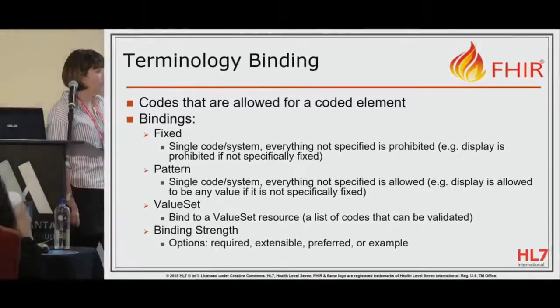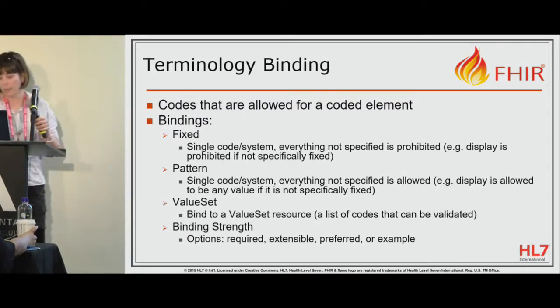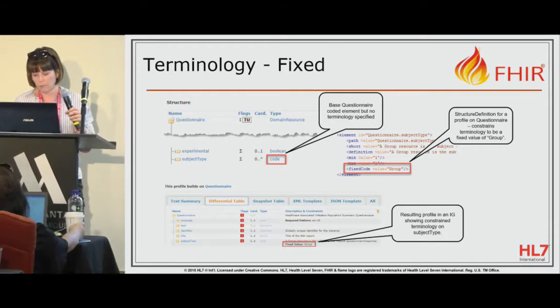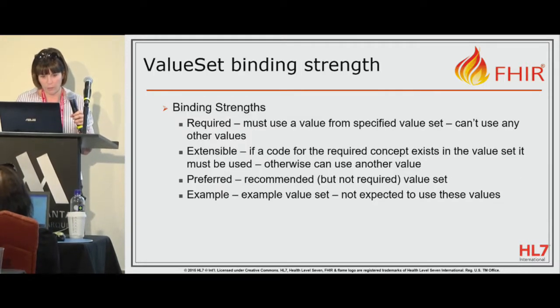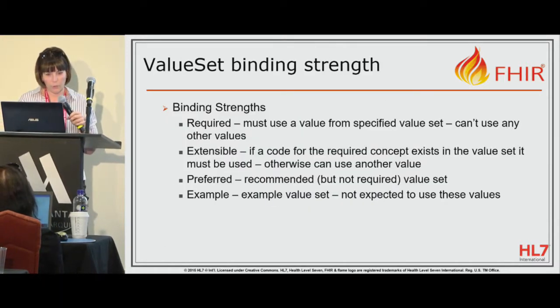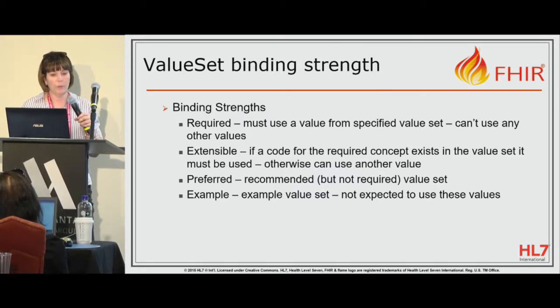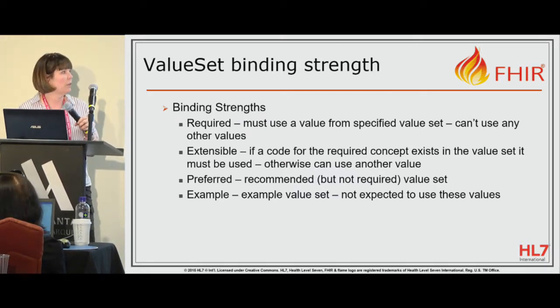So you have required, extensible, preferred, or example. And I thought I had a slide somewhere that explained that. Binding strengths. We'll just go to here. So the binding strengths are: required, you have to use a value from that value set. You can't use any other values.